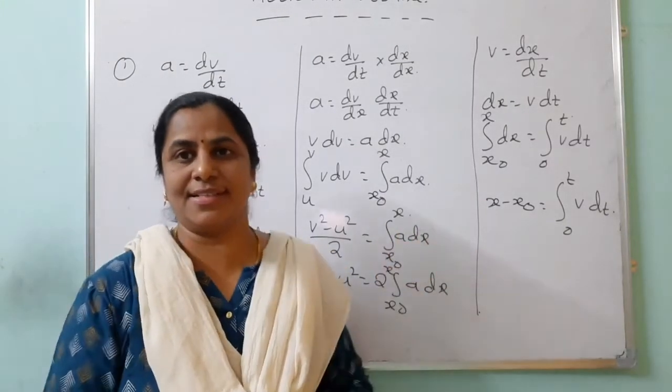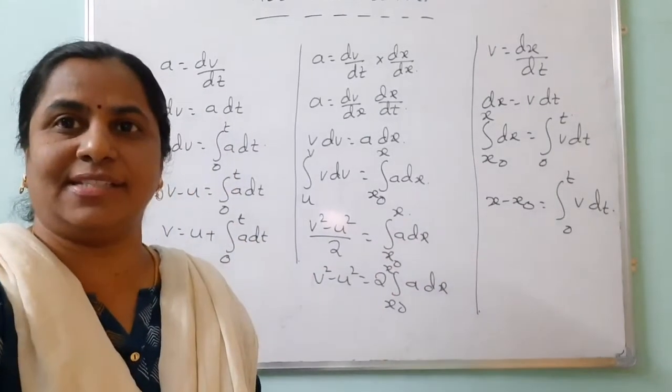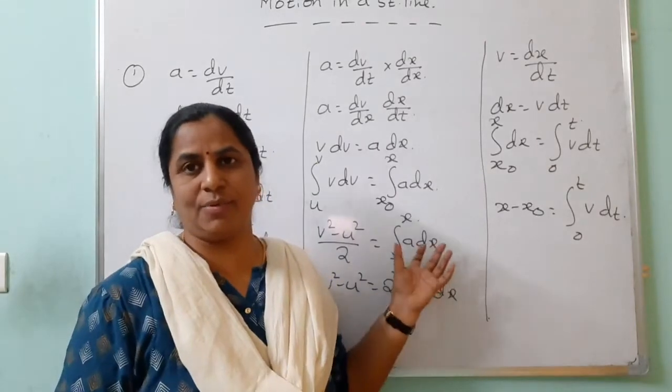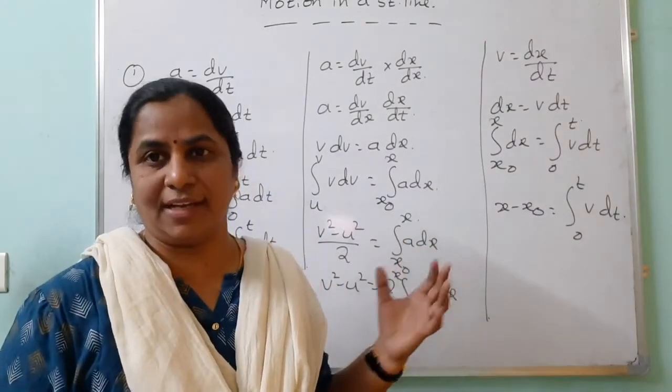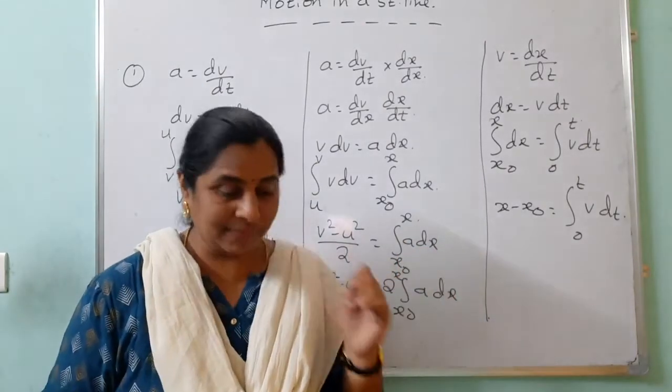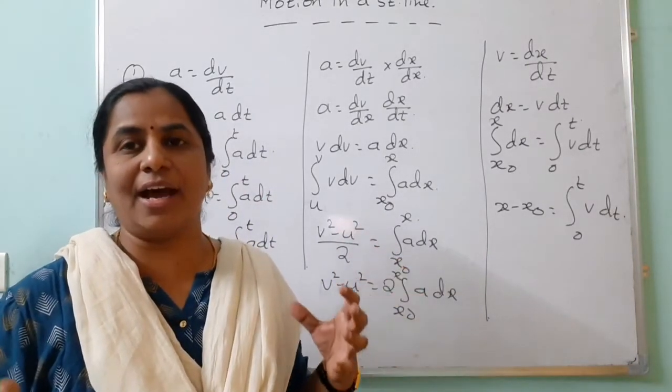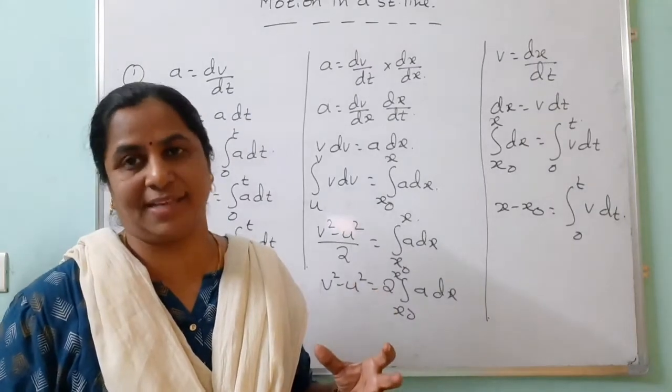Now we are going to discuss motion in a straight line SAQs, short answer questions. This is also very important for the Board of Intermediate from both Telangana and AP State. In this chapter, our first short answer question is: in the case of non-uniform acceleration.